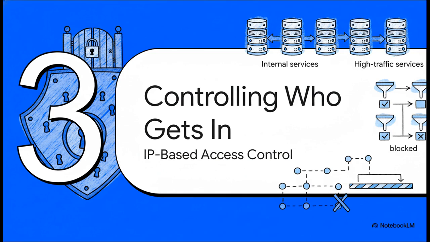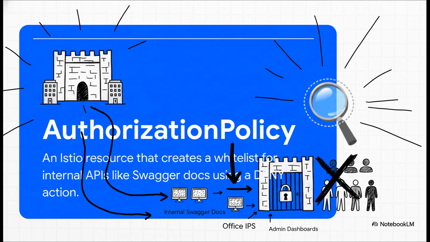Okay, great. We know who the user is. Now for the next question. Should we even let them in the door? How do we lock down internal services that should absolutely not be public? For this, they use another piece of Istio called an authorization policy.